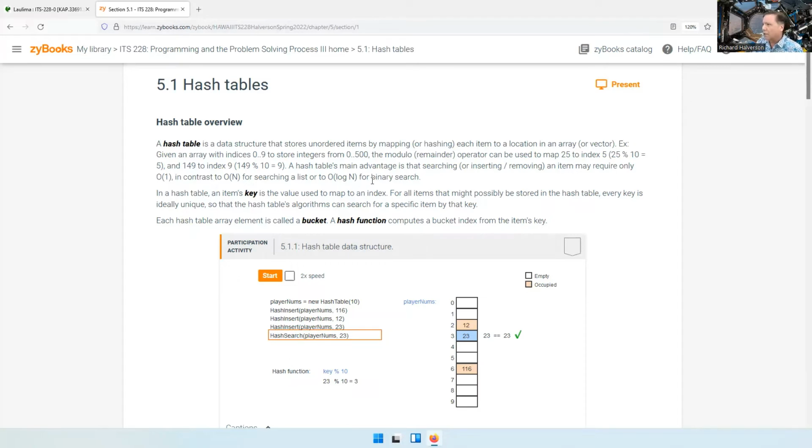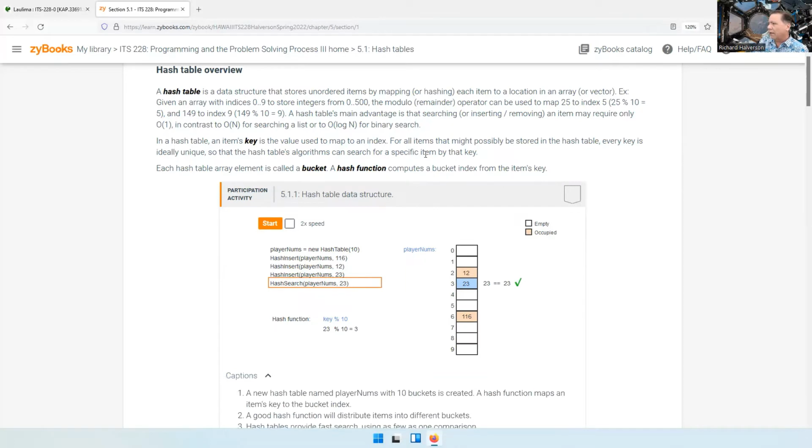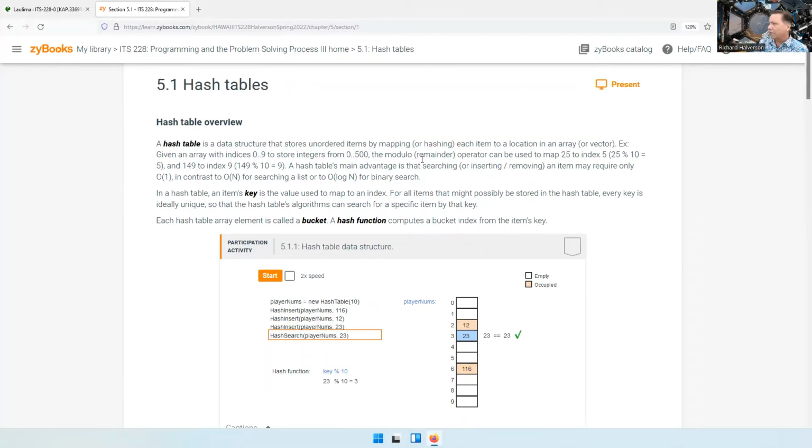And so a common hash function is just to take the modulo of the key, and that will map into a value, and that's where you store it. That makes sense until you have two things that map into the same place. This whole chapter is all about when you have two things mapping into the same place, how you handle that.